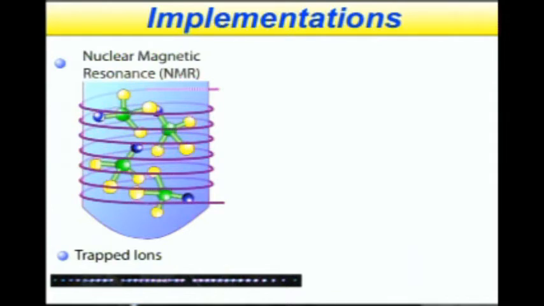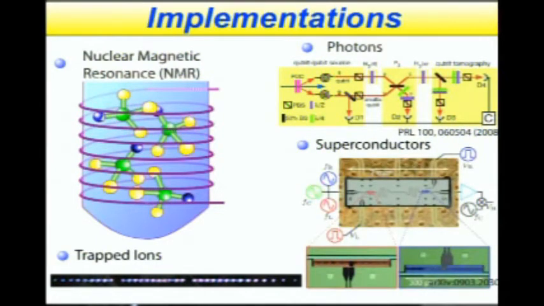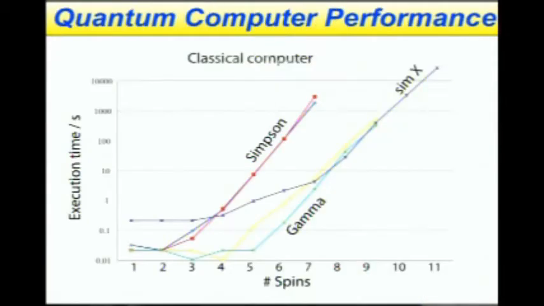This is a string of trapped ions. Each of these colored balls is one trapped ion. And then other systems became available like photons. Photons are very nice qubits. They're cheap, they're easy to detect. They also have their problems. And superconducting resonators are one of those systems which have advanced most rapidly over the last few years. And there are more, like defects in solids, quantum dots, electrons on helium, molecular magnets. I think there are very few physical systems which have not been proposed for quantum computing.